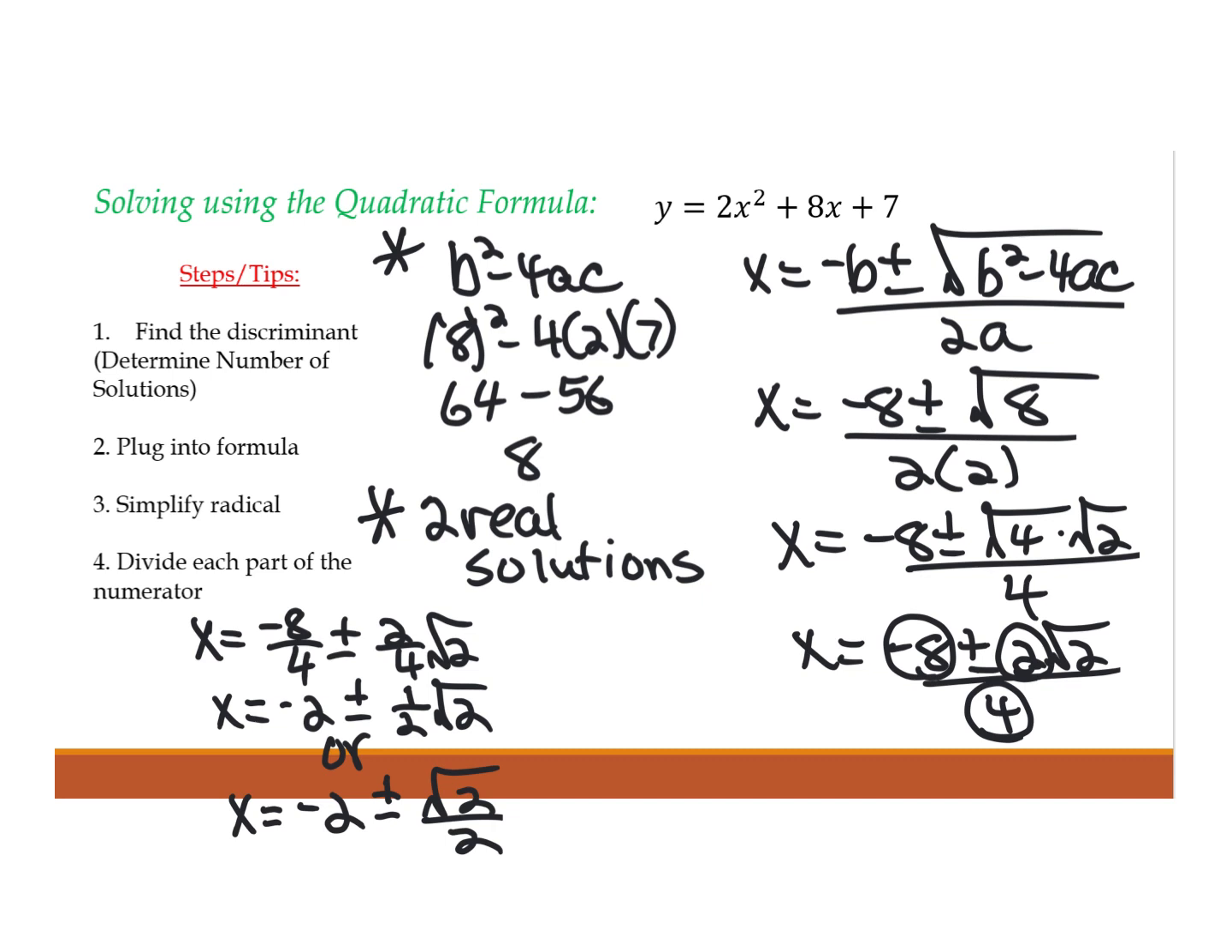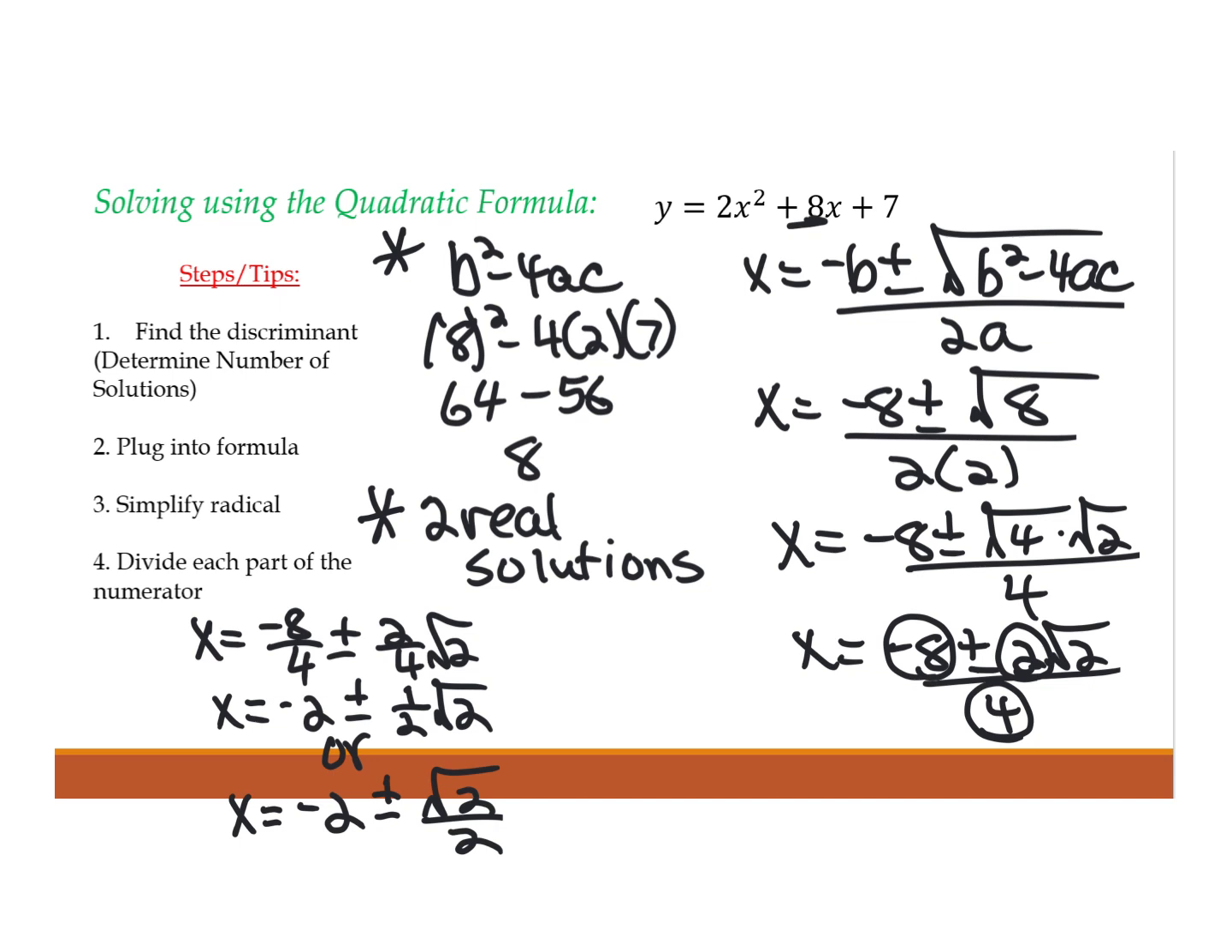x is equal to -b plus or minus the square root of b squared minus 4ac, over 2a. I have the value of b is 8 because b is the number in front of the linear term x. So I would have -8 plus or minus the square root of the discriminant, 8, over 2 times 2, which would give me 4. I'm going to break 8 down as the square root of 4 times the square root of 2. Simplify, and I get -8 plus or minus 2 times the square root of 2, over 4.